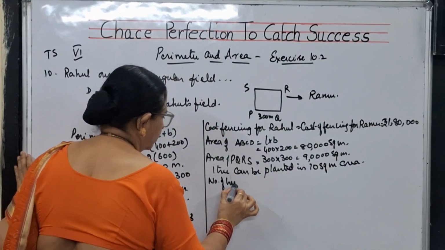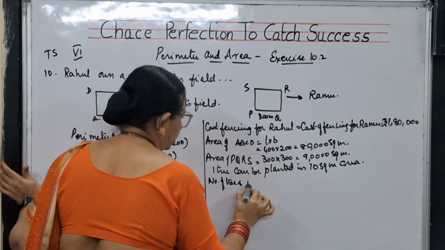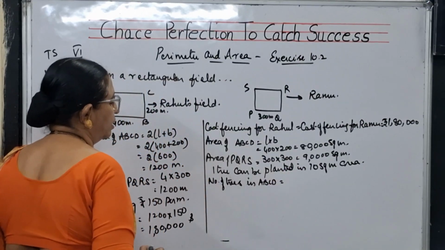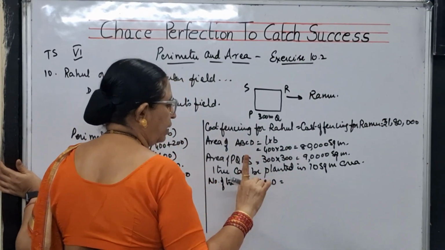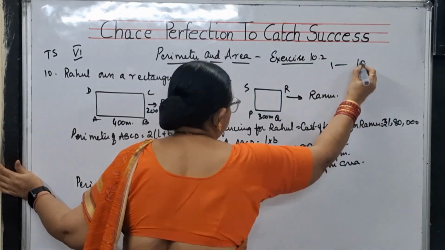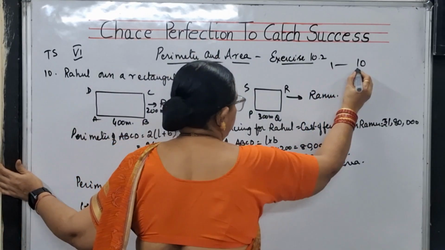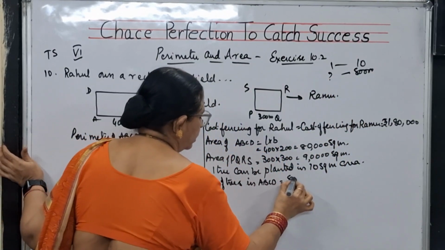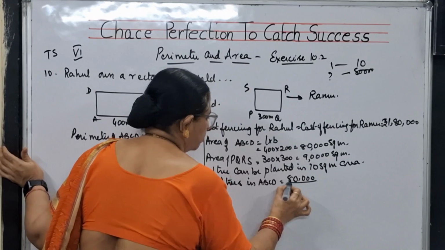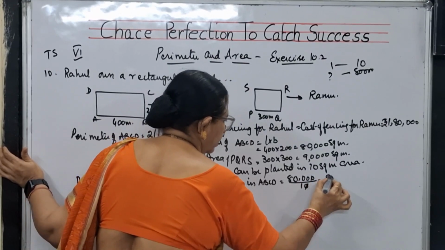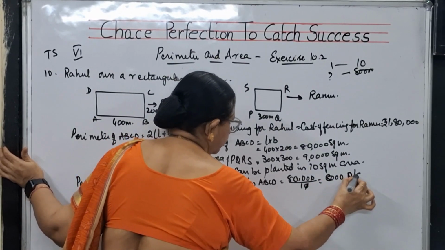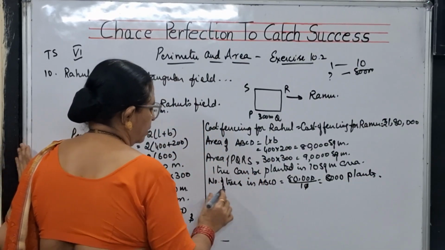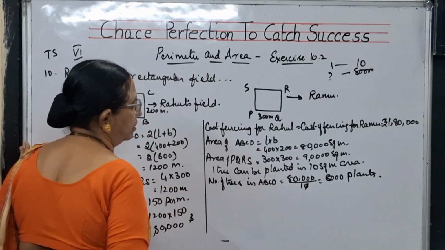Number of trees in ABCD field is nothing but, how much? See, one tree for 10 square meter area means for 80,000 square meter area, how much? How will you get? 80,000 by 10. That means 8,000 plants can be planted. Number of trees in ABCD is 8,000.